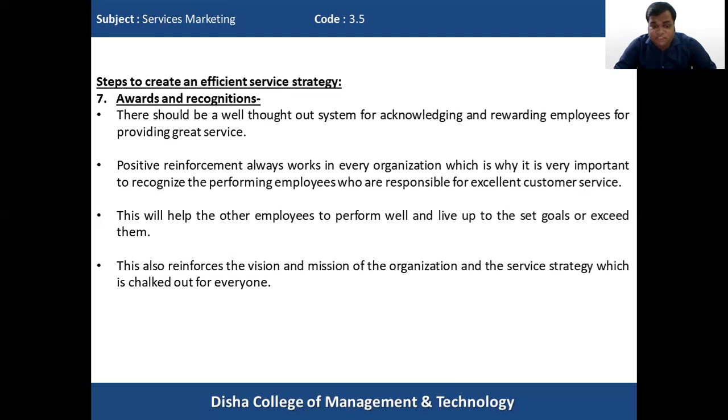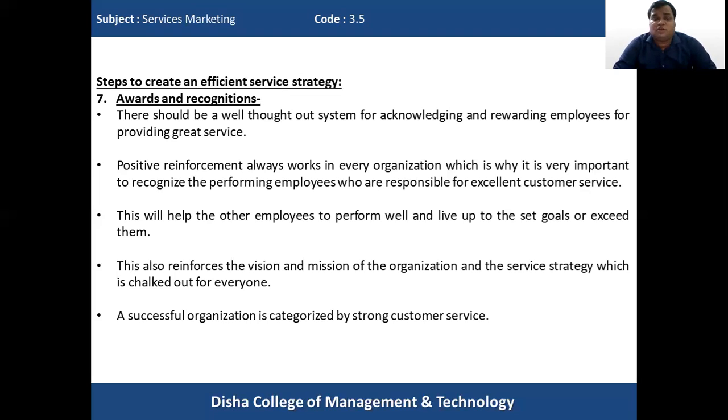This also reinforces the vision and mission of the organization and the service strategy which is chalked out for everyone. So the employees will understand this positive reinforcement of awards and recognitions. This reinforces the mission and vision of the organization and the service strategy of the organization, and the employees can understand the mission and vision of the organization in a better way, and they will be able to accomplish the service strategies that are made for the whole organization. And a successful organization is characterized by strong customer service.